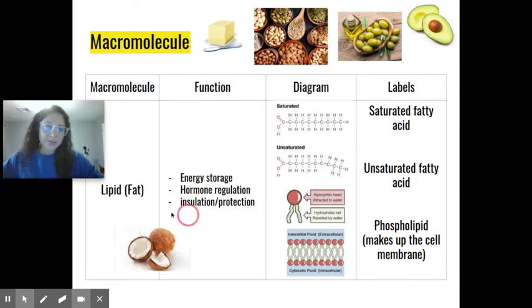The other thing that lipids will do is hormone regulation. So hormones are these chemicals in our body that send signals between different body systems, or within the same body system. Basically, they send messages in our body. And so lipids will help to regulate the process of sending those messages. And again, this is very important for function, for survival, because without these messages being sent, we wouldn't be able to function properly.